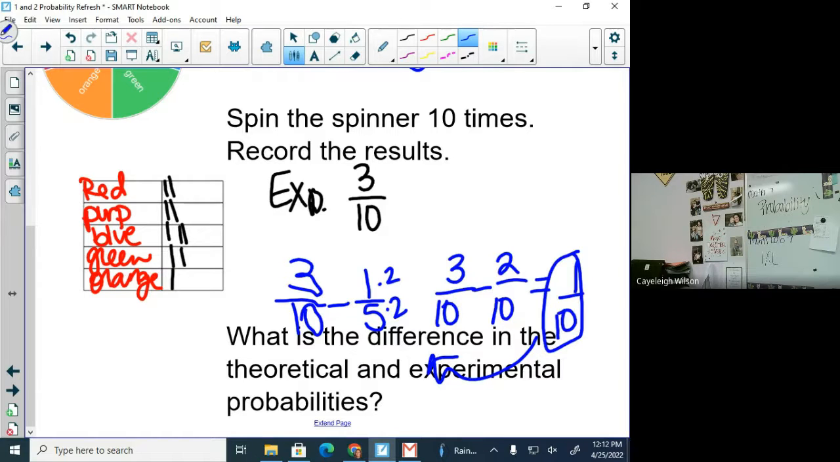Which one had a bigger probability? The experimental. So you're going to have to subtract on your homework by making a common denominator.